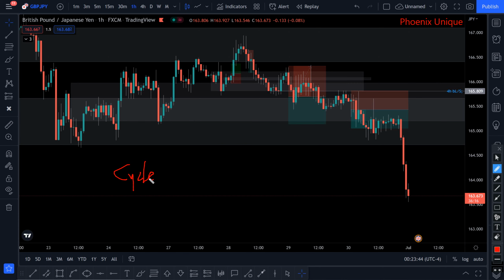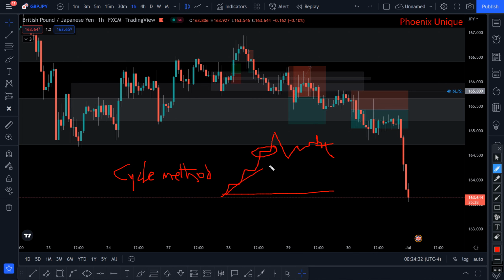Okay, cycle method. What is this about? It's very simple. The cycle method is paying respect to, for instance, if a movement goes up, and let's say this is the last structural low, and it takes out that last structural low, no matter what it does here, and comes back, it tends to mirror this move going up, tends to mirror it coming down.